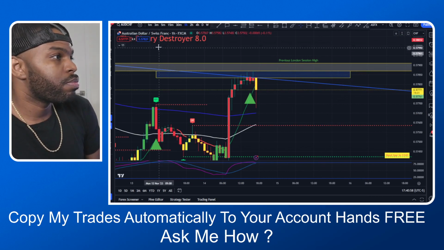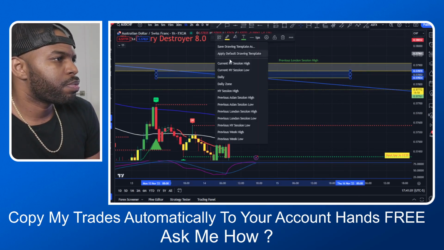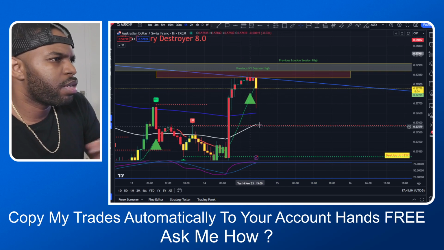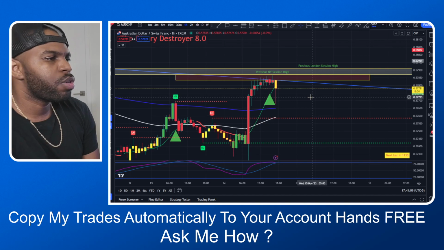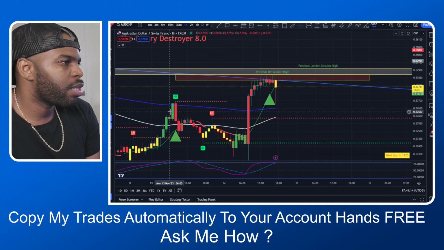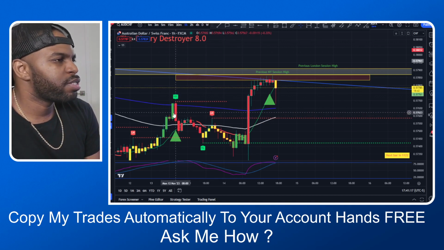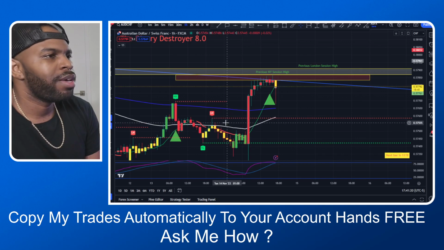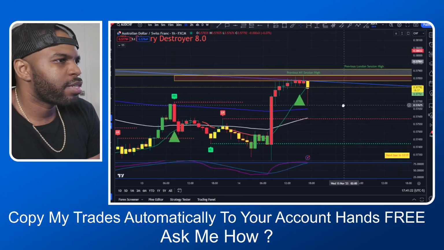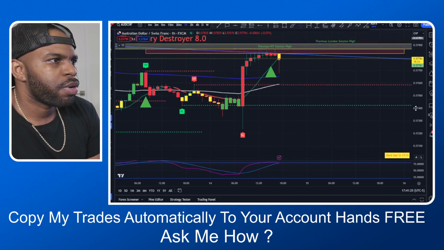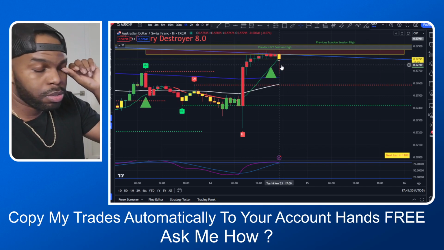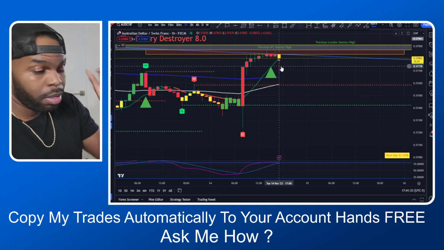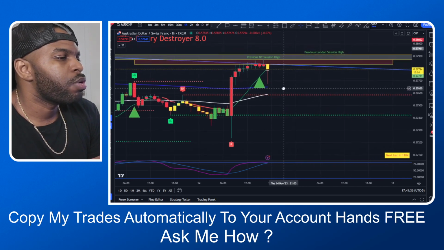Let me see. Yeah, this is the previous U.S. session high. And you might be wondering, how do I know the previous New York session, U.S. session high, or London session high and low? It's because I have the candles color coded. All right, the red means the U.S. session, the green means London session, the yellow means Asian session. Okay, that's how I can tell what session we're in. Right now, we're in the yellow candle, so that means we are in the Asian session. So this is the Asian session at the moment, right now, at this time.